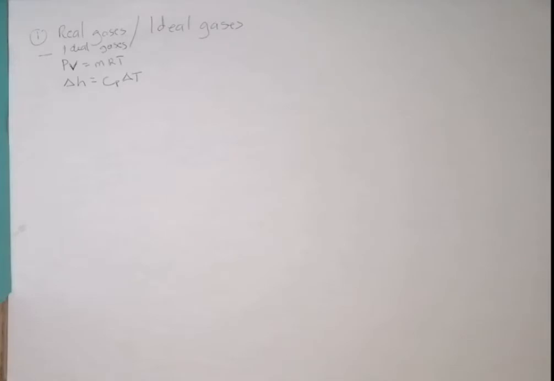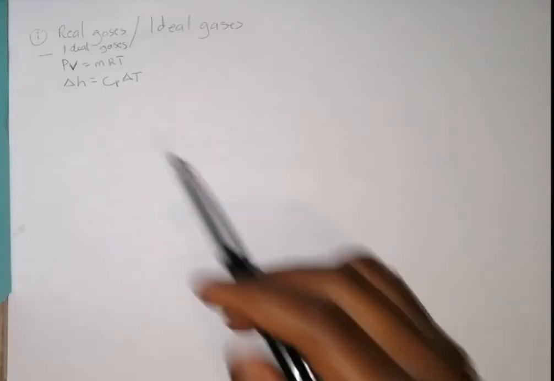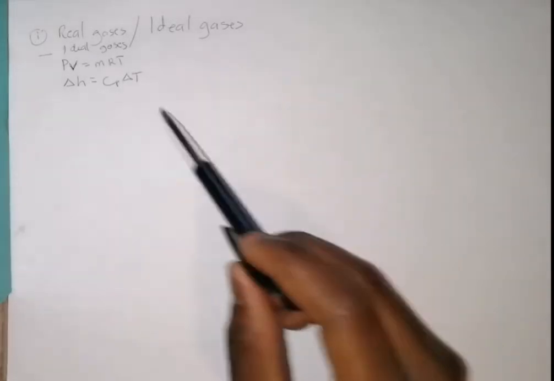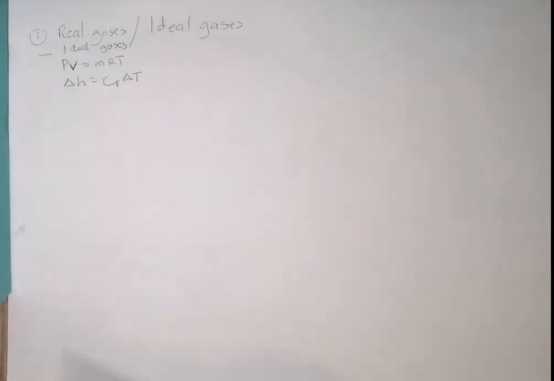So P is for pressure, V is the volume, m is the mass, R is the gas constant, and T is the temperature. As we all know, PV is equal to a constant, which is mRT, for a given mass of gas. Then we're going to look at the change in enthalpy.